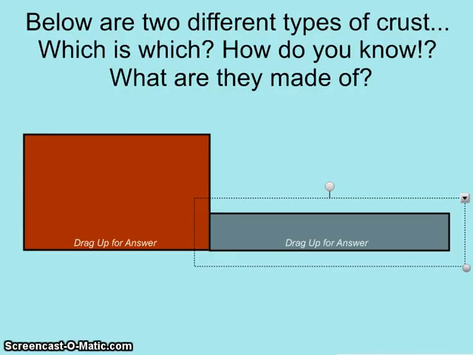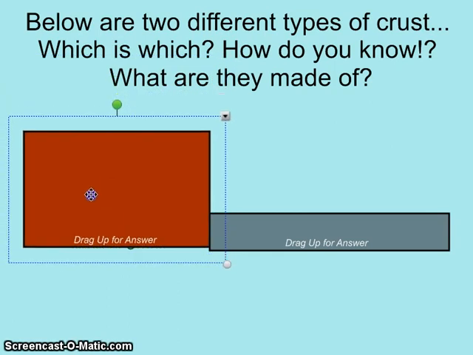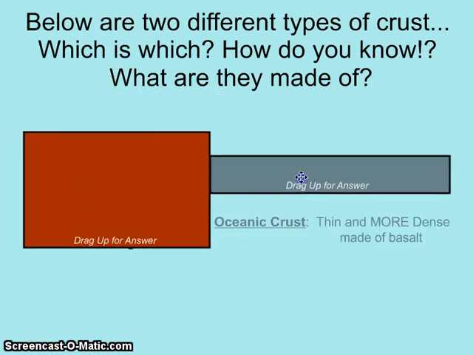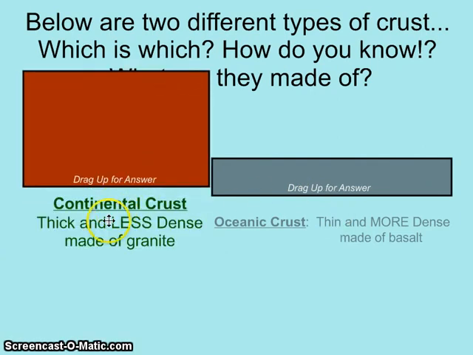The Earth has two different types of plates. Can you determine or guess which type of plate is under each of these boxes? We have one that is very thick but less dense, and we have one that is thin and more dense. If you said that the continental crust would be the thicker one, you'd be correct. The continental crust, the crust that we live on, is thick and less dense. It is made of granite. Then, under that, we have the oceanic crust. The oceanic crust is thin and more dense, and it is made of basalt. These two crusts are the two things that we deal with when we start talking about plate tectonics.